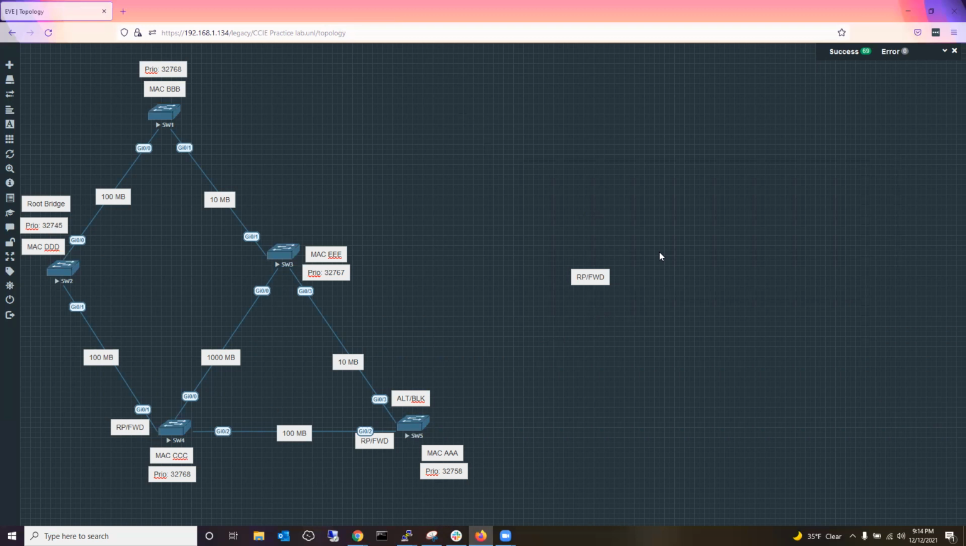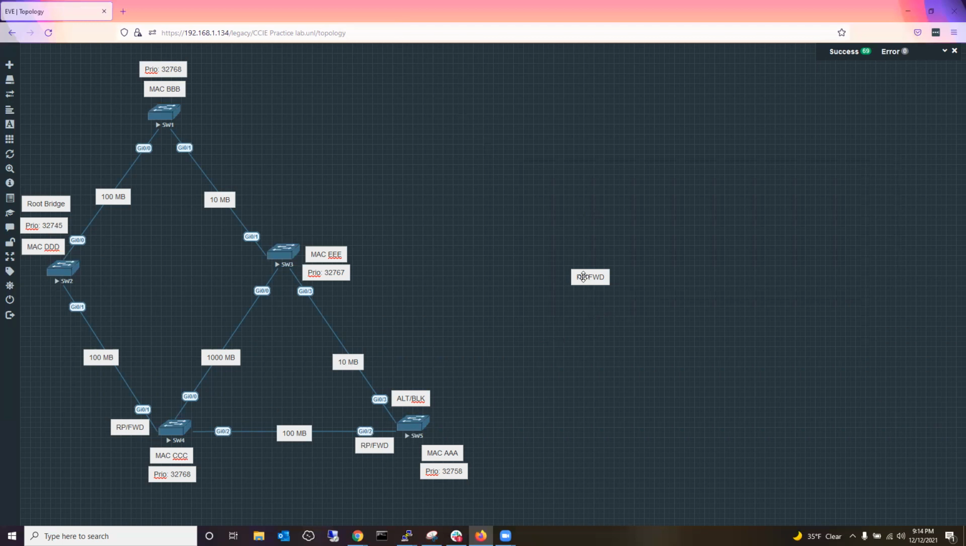The cost is 21. Going from switch 3 to switch 2? Yes, from switch 3 it'll go down to switch 4 and then up to switch 2. Yes, it'd be 21. Compared to going up 0/1, how much would that path be? It would be 119.